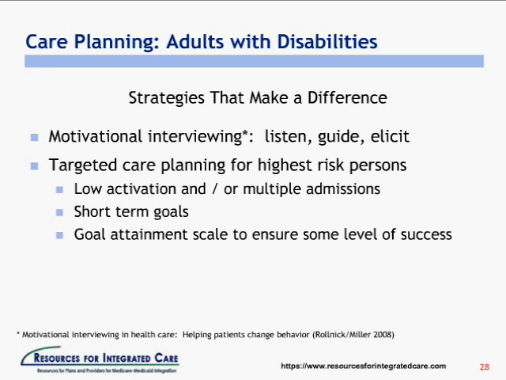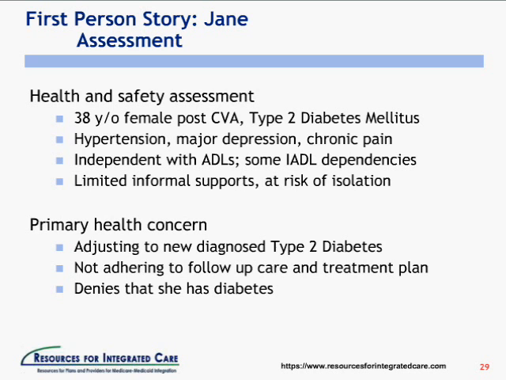And as I said earlier, it's important to recognize that not all people with disabilities need the same level of support and planning. We've found it helpful to focus on risk areas, one being a history of frequent hospital admissions in the last 6 months, and or a low activation, a level 1 activation, to identify the people who will likely benefit the most from targeted person-centered care planning.